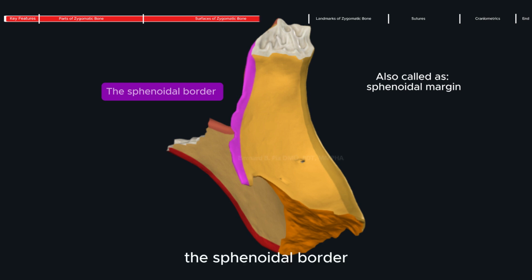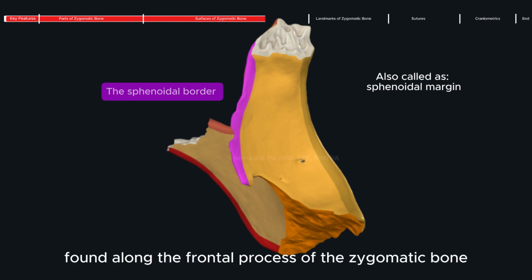6. The sphenoidal border, or sphenoidal margin, is the thin, serrated, posteromedially located margin found along the frontal process of the zygomatic bone.